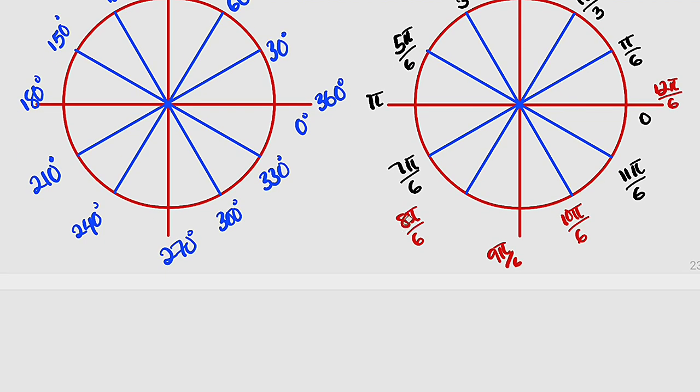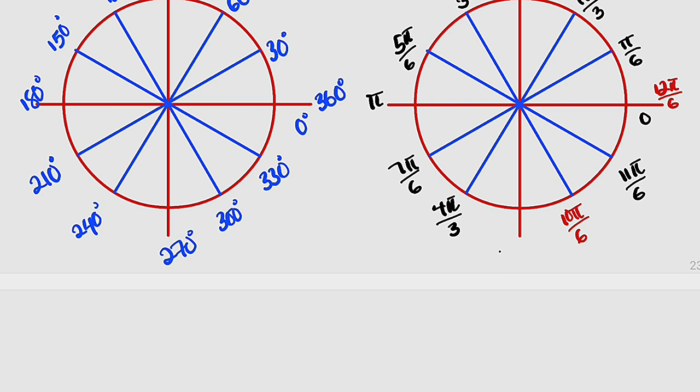Coming down here, 2 can divide 8 4 times. Then 2 can divide 6 3 times. So this angle here, which is 240 degrees, is equivalent to 4 pi divided by 3. 3 can divide 9 3 times, and 3 can divide 6 2 times. So we have 3 pi over 2 here.